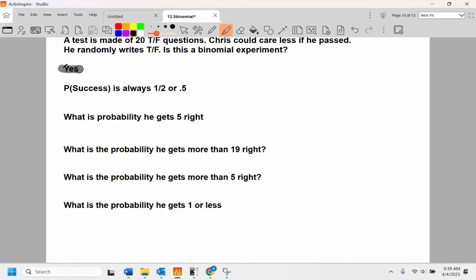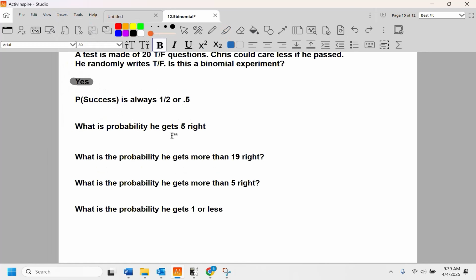So anyways, what is the probability he gets 5 right? And that is an exactly 5. We can do that with binom PDF. We always use binom PDF for exactly. In this case, we have 20 trials. We have a probability of success of 1/2, and we want to know the odds of him getting exactly 5 right.